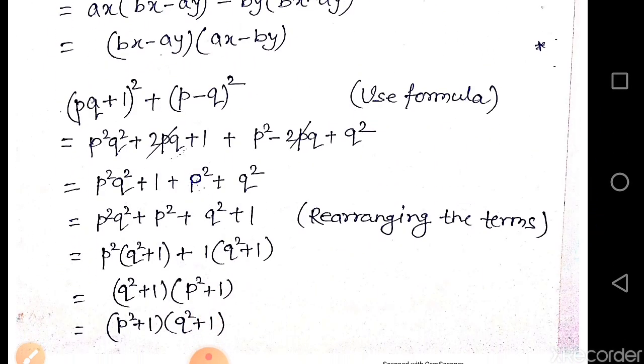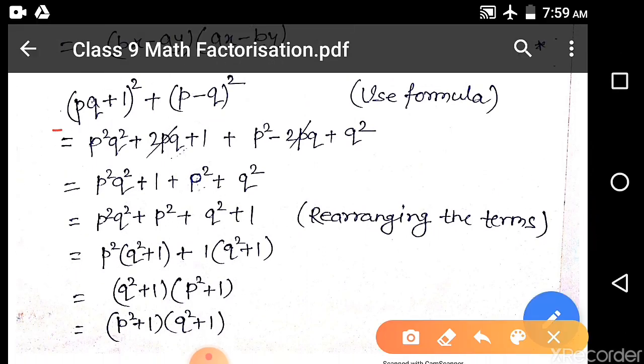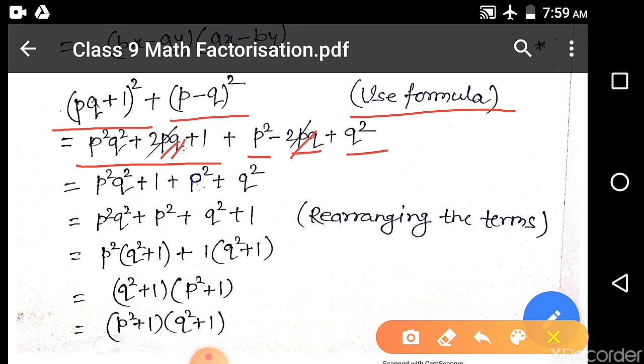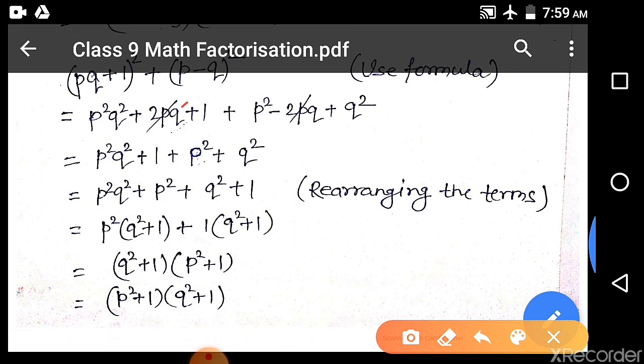See, here we have the bracketed terms as squares. We have pq plus 1 whole square and p minus q whole square. So we can use the formula of a plus b square and a minus b square, which you all know. Here we break this one as p square q square plus 2pq and plus 1, and this one is p square minus 2pq and plus p square. Those two terms are the same with a plus and a minus sign, so those are cancelled.